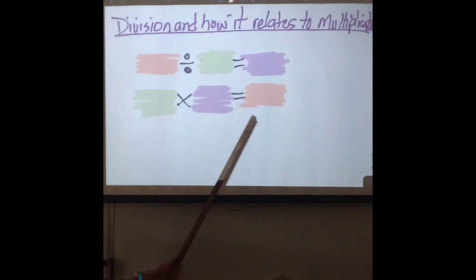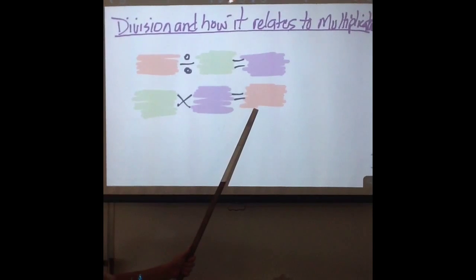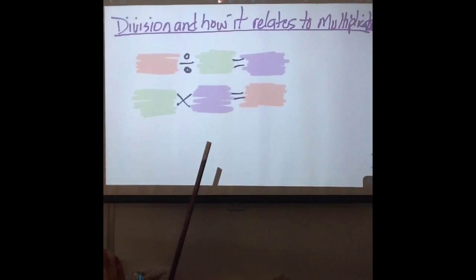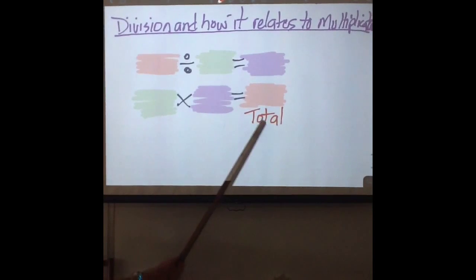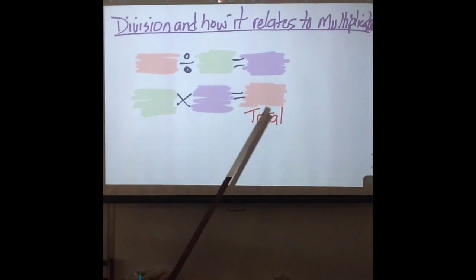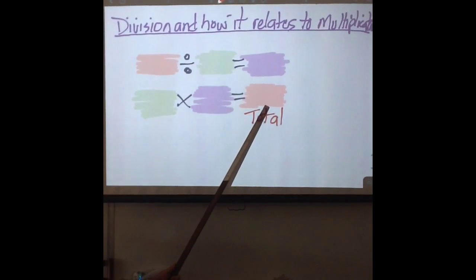Okay, so let's take our multiplication problem. What is the pink box down here? If you said it's the total, you are correct. Now the total is what we get in a multiplication problem after the equal sign, right?